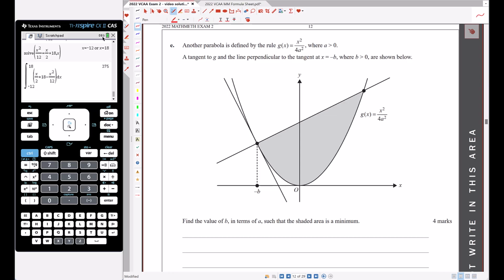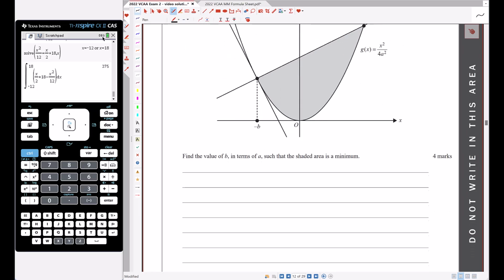Okay, part E. Another parabola is defined by the rule g of x equals x squared on 4a squared. So we're generalizing the x squared on 12, where a is bigger than 0. A tangent to g and the line perpendicular to the tangent at x equals negative b are shown. Okay, so we've got both a tangent and a normal at x equals negative b. Find the value of b in terms of a such that the shaded area is a minimum.